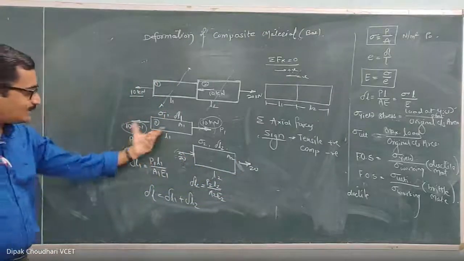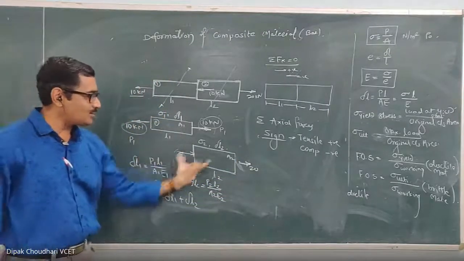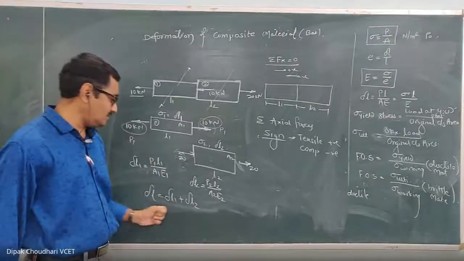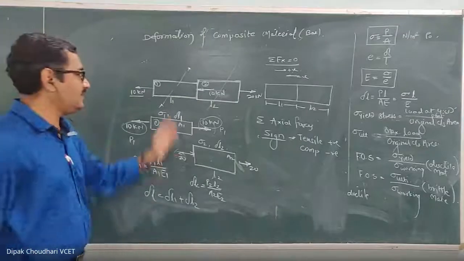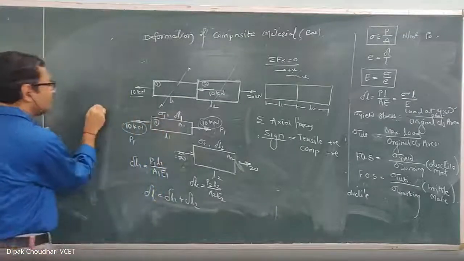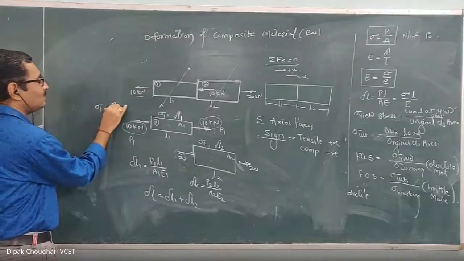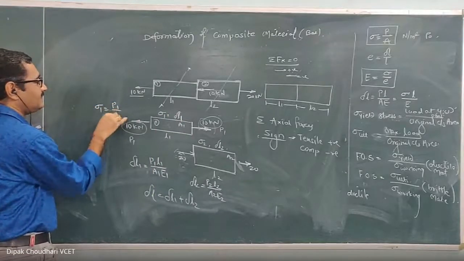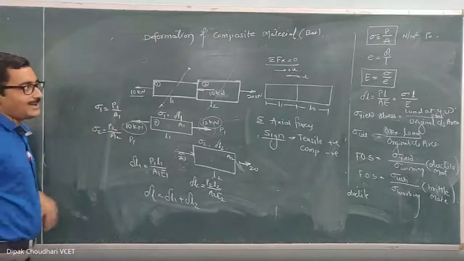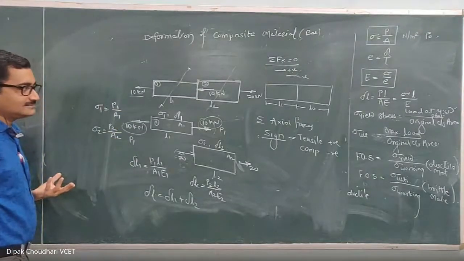To calculate the total deformation, you have to calculate the deformation of each part and take the algebraic summation of that deformation, and you will get the total deformation. In this way you can calculate the deformation. Now if you want to calculate the stress, here stress in part 1 equals P1 upon A1, stress in part 2 equals P2 upon A2. You can calculate the stresses separately. Okay.